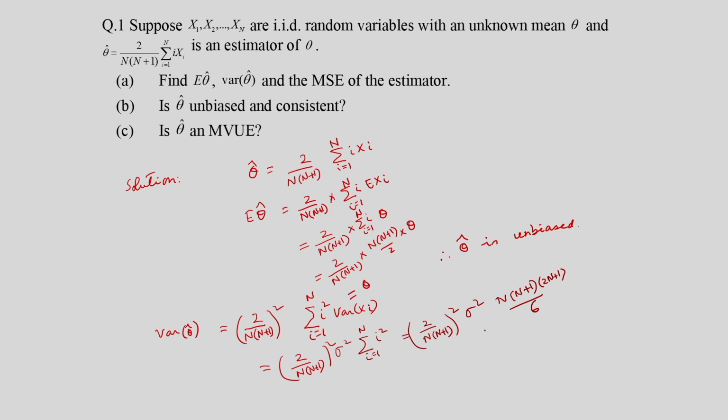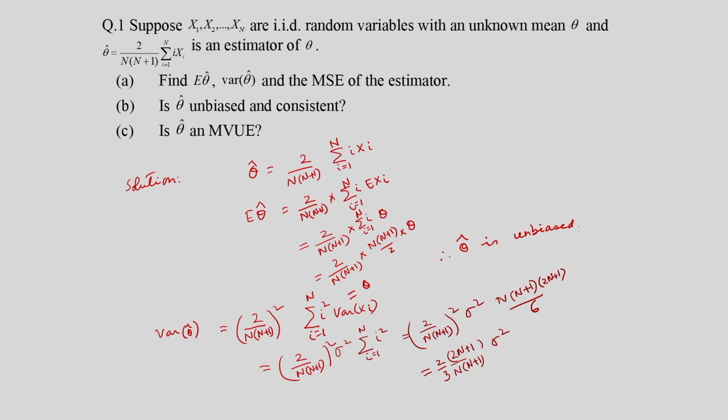If we simplify this expression, we get 2/3 here, then here n is there, so one n will get cancelled. So n into (n plus 1) here, and this part will be there, (2n plus 1) here, and then sigma square. So this is the variance of theta hat.